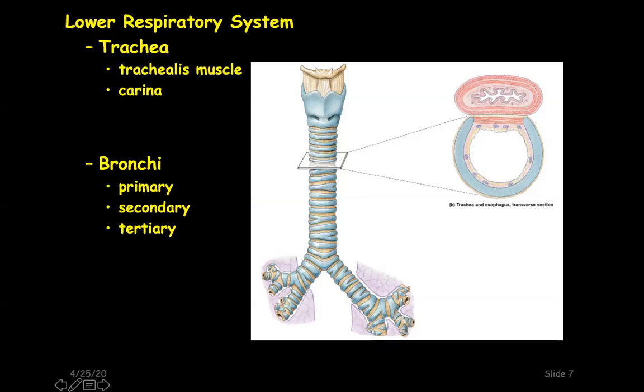It is held open by these C-shaped rings of hyaline cartilage that keep it always open. The posterior aspect, where there isn't any of that hyaline cartilage, has the trachealis muscle, and that connects the ends of the incomplete rings. It contracts during coughing to decrease the size of the trachea and to force air more quickly through the trachea.